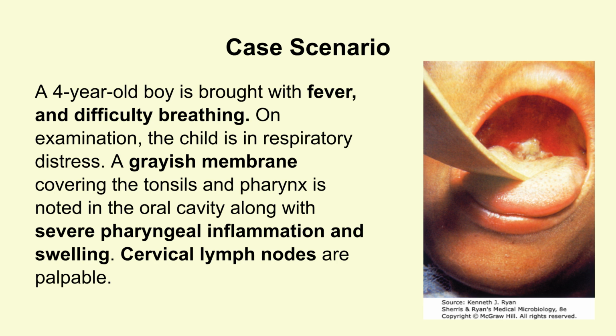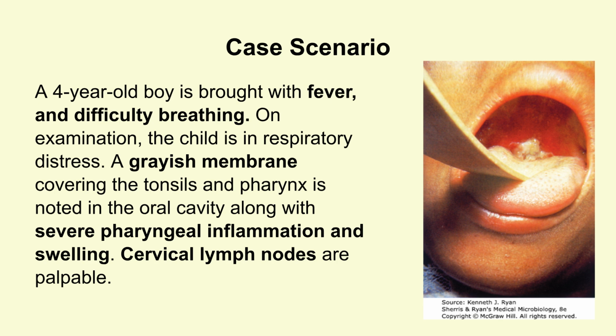Let's see another case. A 4-year-old boy is brought to the emergency department with fever and difficulty breathing. Immediately, the combination of these symptoms in a young child raises serious concern. On examination, the child is in respiratory distress, possibly using accessory muscles, or showing signs like nasal flaring or intercostal retractions. This indicates significant airway compromise.